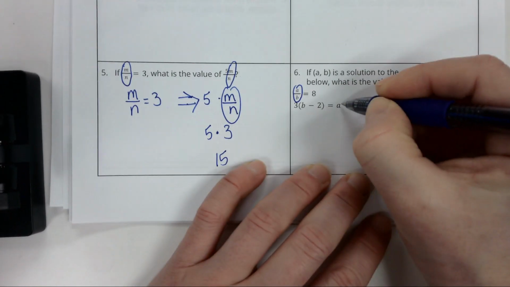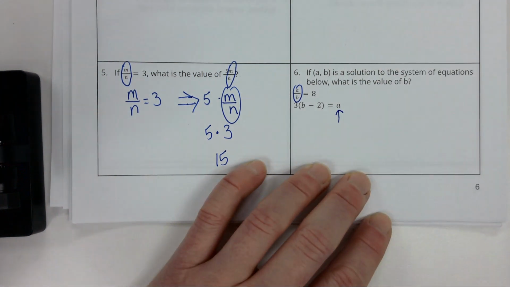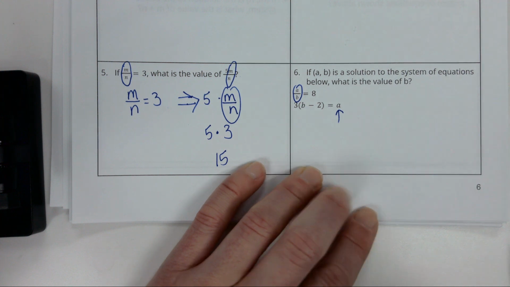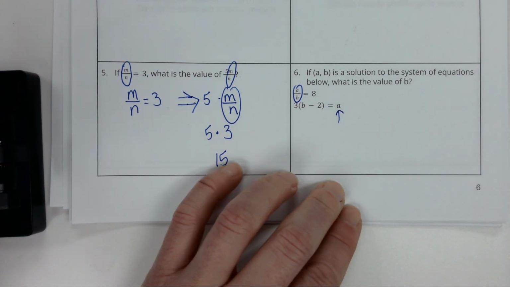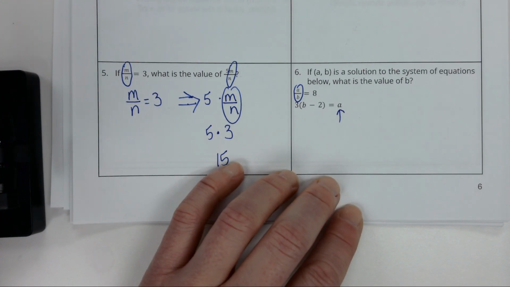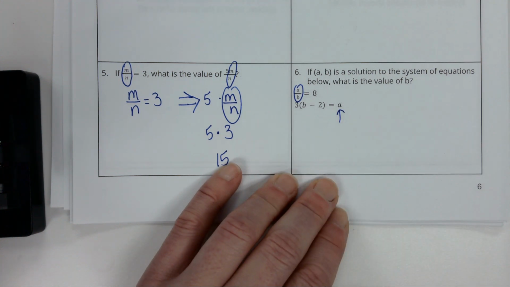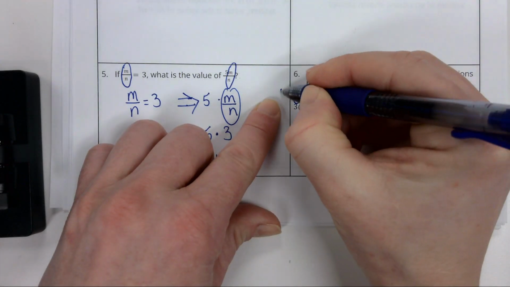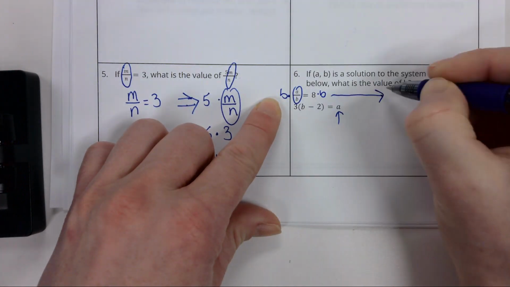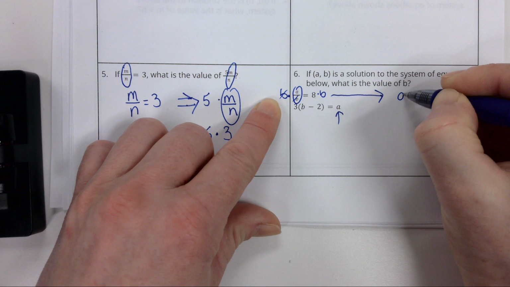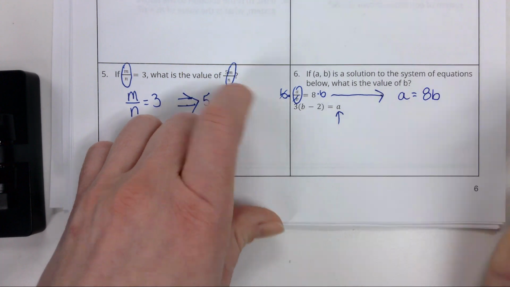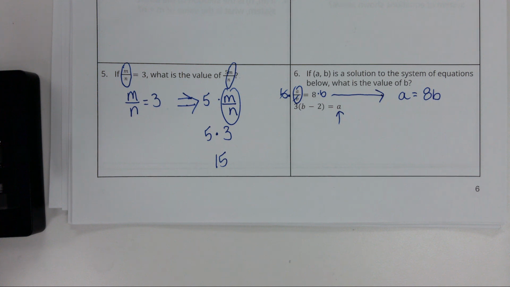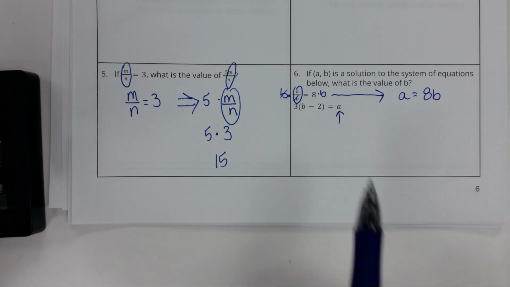Do you see how I have an a here? I don't have an a over b, so I can't quite do that substitution. Can I do something to get a alone though? Couldn't I multiply both sides by b? All right, so on this one, I'm going to multiply both sides by b. And now that cancels. I get a equals 8b. Santos, does that make sense what I just did?